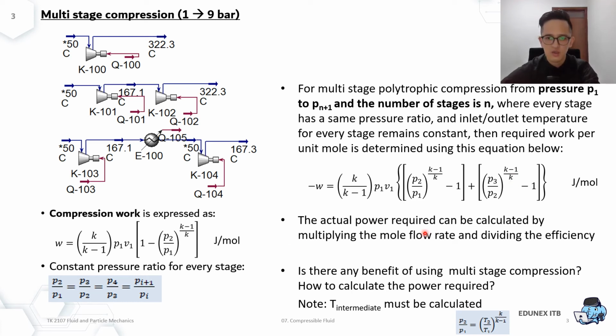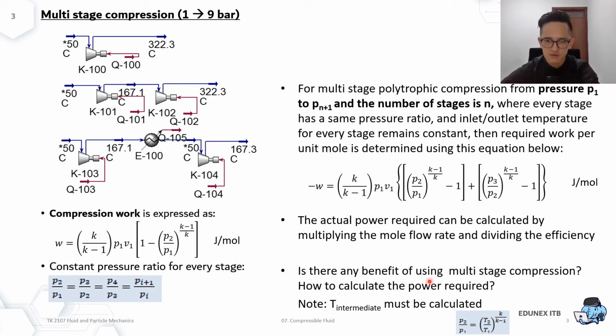The actual power can be calculated by multiplying by the mole flow rate and dividing by the efficiency, as explained in the previous video. This equation still calculates the ideal reversible work. So don't forget to put in the efficiency and the mole flow rate to get the actual power, to get the watt or joule per second.